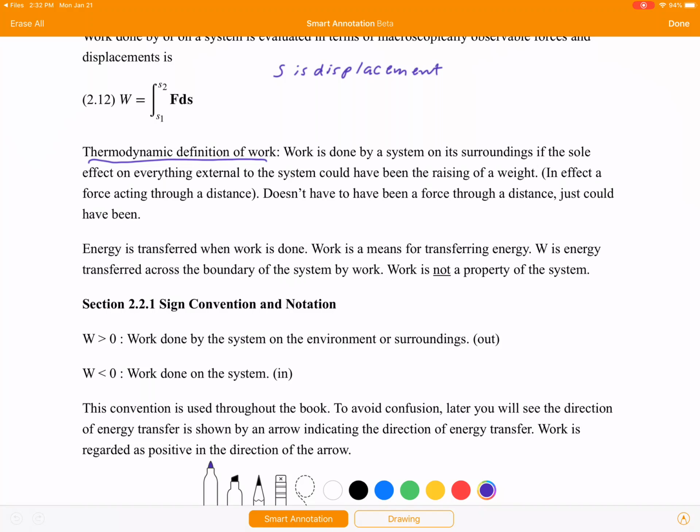Work W, this is one of the more important parts that comes up over and over. We often just say that we call this work, but this isn't really work, it's energy transferred by work. So we should not call it work, we should be using the definition of energy transfer by work.